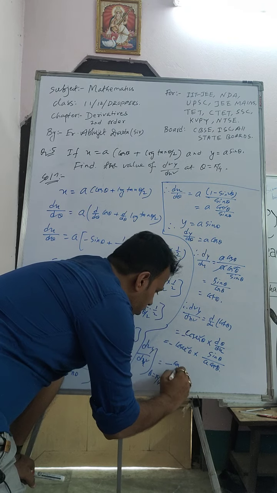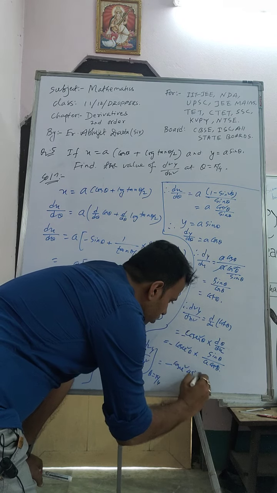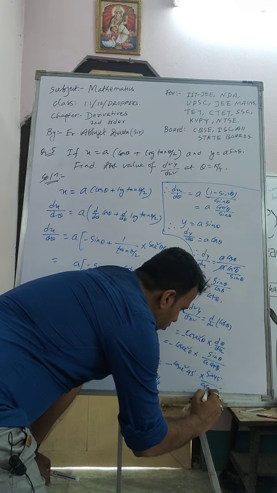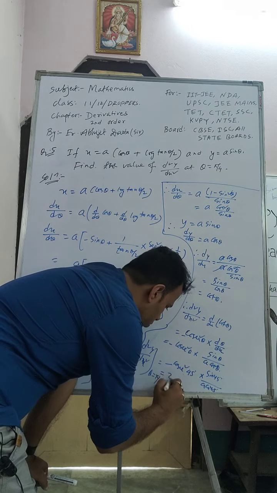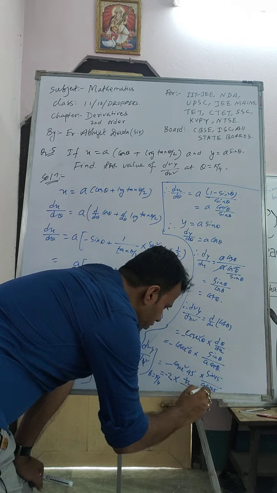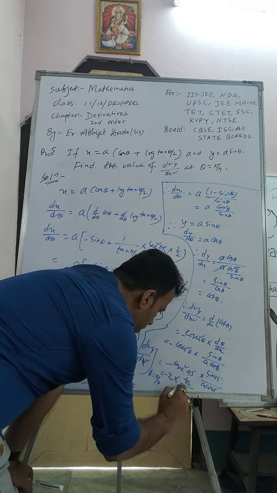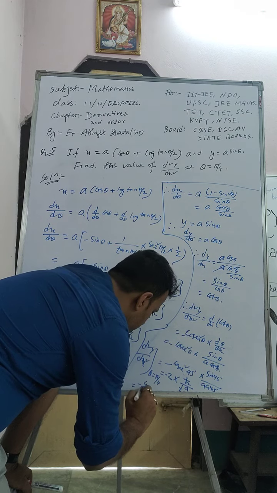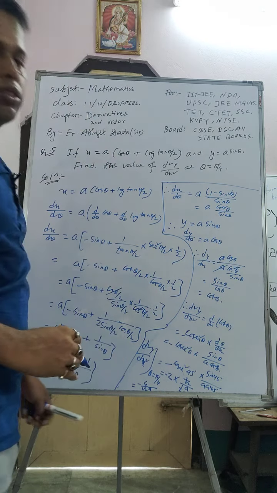So minus cosec square 45 degree into sin 45 degree by a cos square 45 degree. So cosec 45 degree is what? Root 2. Okay, and sin 45 degree is 1 by root 2, and cos square 45 degree is 1 by 2. So here will be a. So after simplification, it will become minus 4 by root 2 a. Okay, so this is the answer.